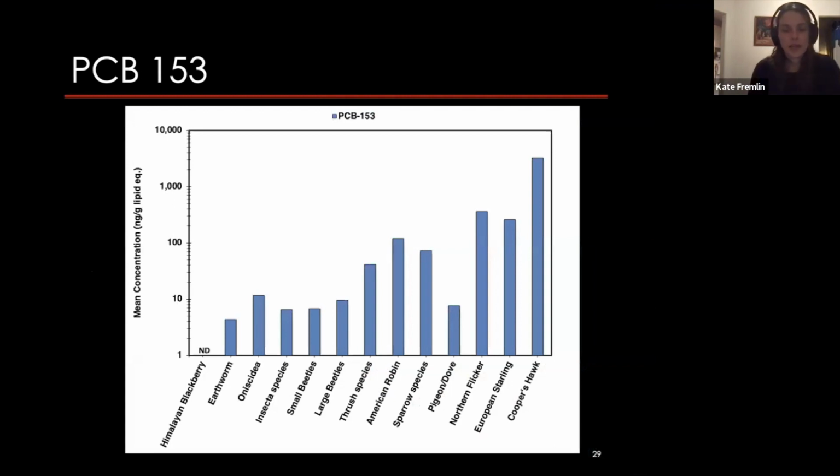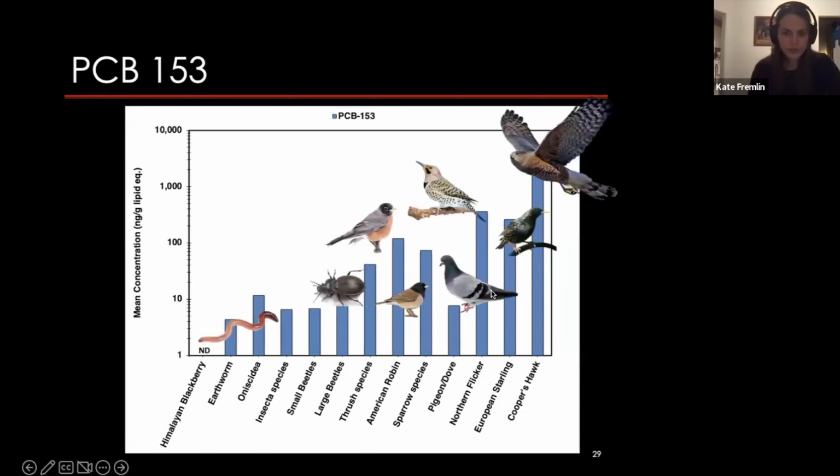And so here's a plot. We have the species going up in trophic level along our x-axis to our Cooper's hawk here. And then on the y-axis is the average concentration of the chemicals in each of our species. So to help you visually see which species are in sequence here, we see close to 10,000 nanograms per gram of chemical in the lipids. I'll point out that this is grams per lipid. So we've normalized these concentrations to the amount of chemical in the fat tissues of these organisms.